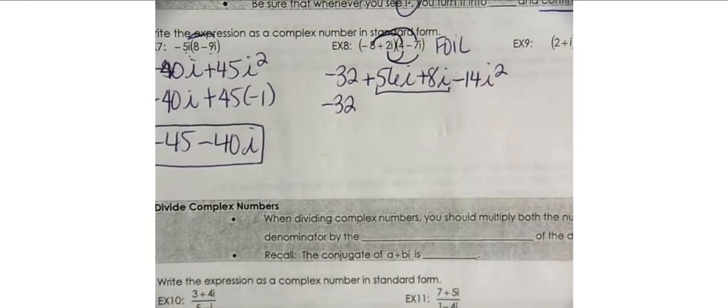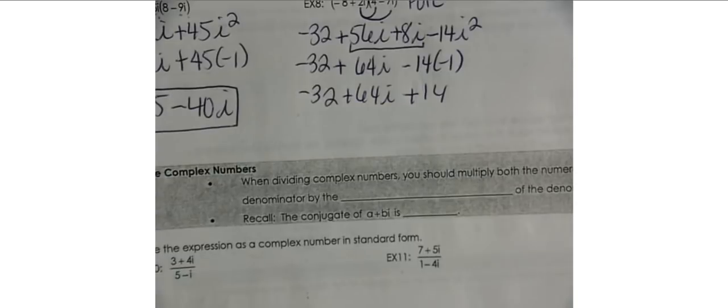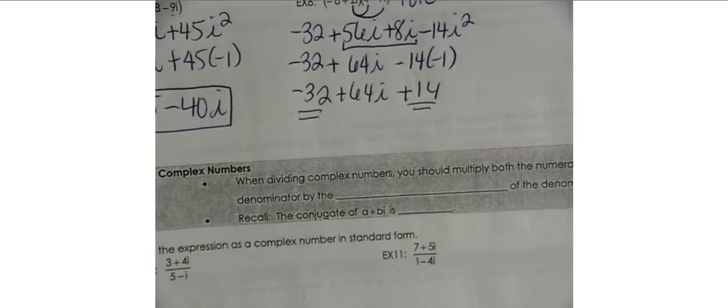So I'm going to write negative 32, and I'm going to combine my like terms in the middle to make that plus 64i. And that's going to be minus 14 times negative 1. Now, negative 14 times negative 1 is positive 14. So this is negative 32 plus 64i plus 14. So now what I'm going to do is combine my real parts of negative 32 plus 14, and that equals negative 18 plus 64i, and that is my answer.